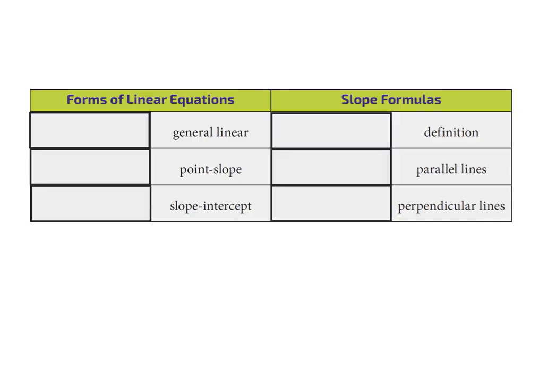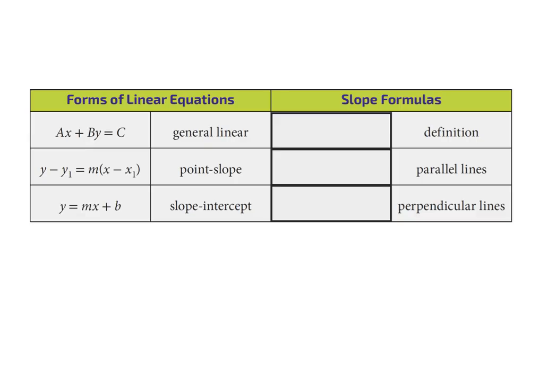So just as a review, so that you have a summary of all of your equations in one place, we do have forms of linear equations. We have the general form of an equation, or standard form of equation, which is ax plus by equals c. We have our point slope, which is y minus y1 equals m times x minus x1. And then we have our slope intercept, which is probably the most familiar, y equals mx plus b.